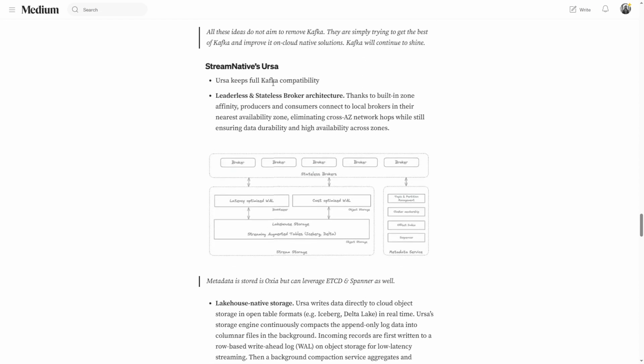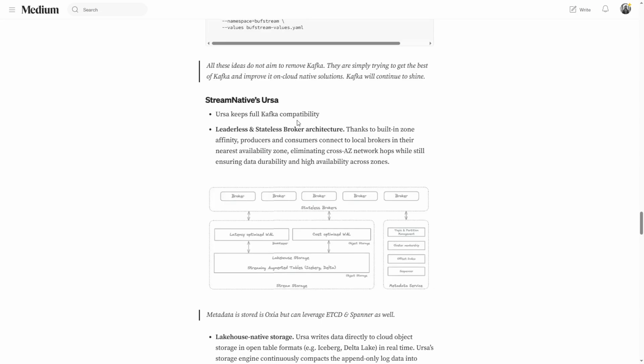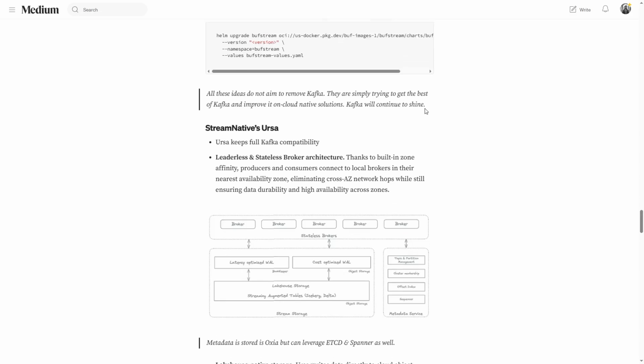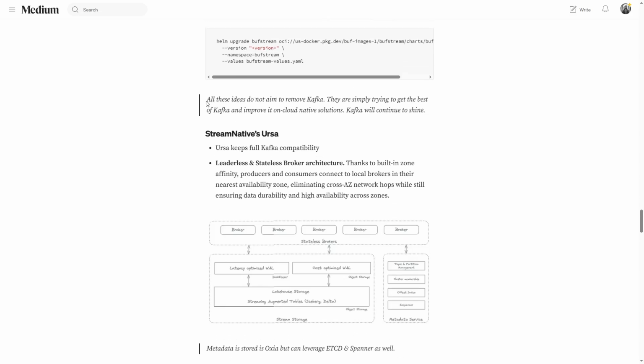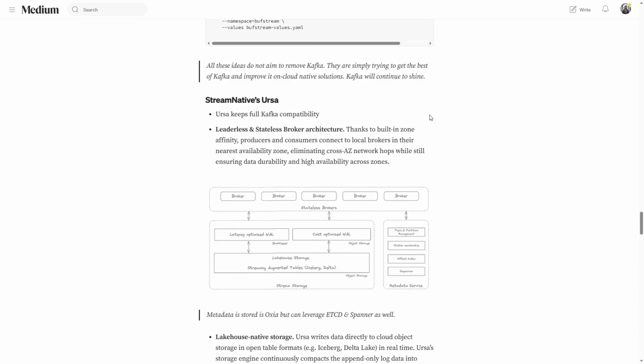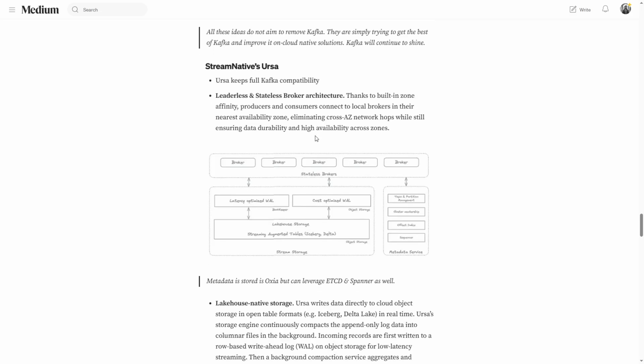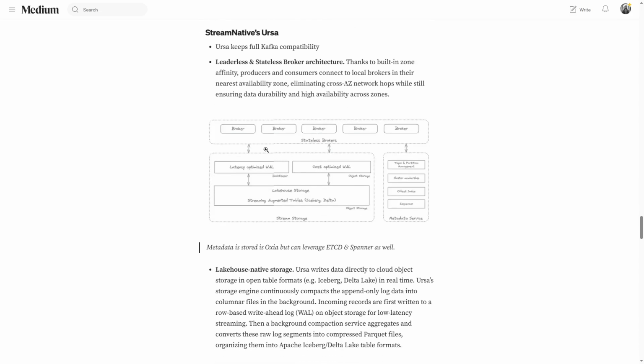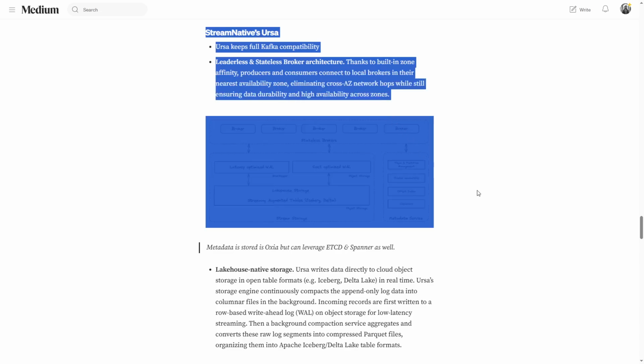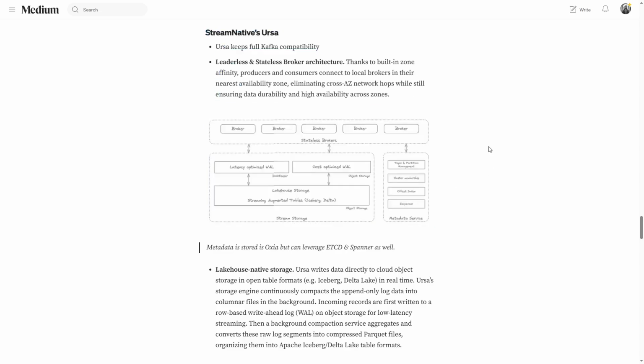Again, all these ideas do not remove Kafka. What they are doing is taking the ideas from Kafka and building a better solution. So Kafka will be there, because the latency requirements will still continue to dominate the event streaming field. Let's talk about another solution which is called StreamNative's Ursa.